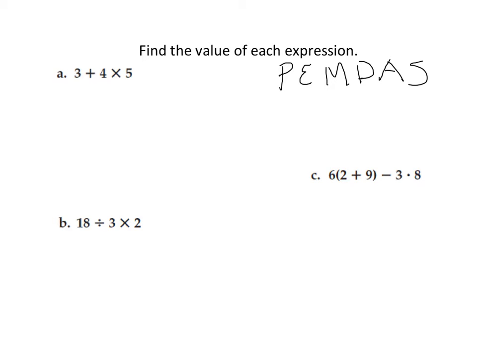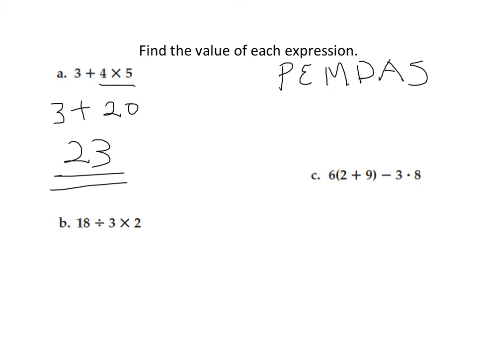In problem A, I see that I have 3 plus 4 times 5. According to order of operations, going from left to right, I have adding, then multiplying. What we need to know is that multiplying comes first before adding. Multiplying comes first. So we're going to take 4 times 5 and evaluate that. 4 times 5 is 20. And we write 3 plus 20. Now we notice that we only have one operation left. It's addition. So we're going to go ahead and finish it up. 23 is the answer.